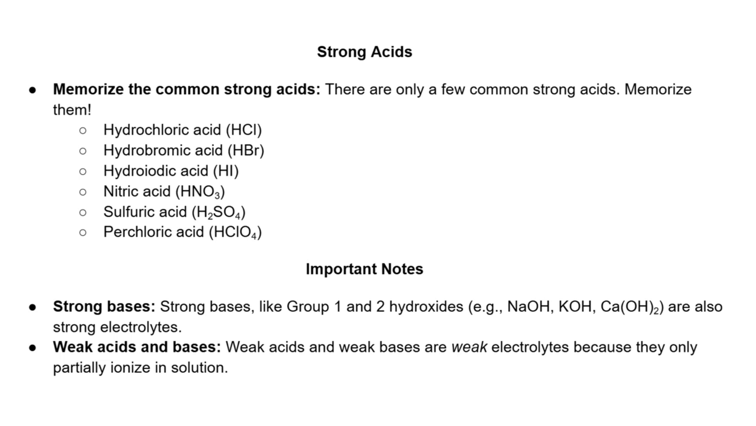Now, if it's not part of this list of strong acids, or if it's a hydroxide of a transition metal, for example, it's going to be a weak acid or a weak base. And those are weak electrolytes. They do not dissociate 100% in water, and so they only partially ionize, which means that in our net ionic equation, they are going to be shown in their combined form, not separate. They are not going to be spectator ions.